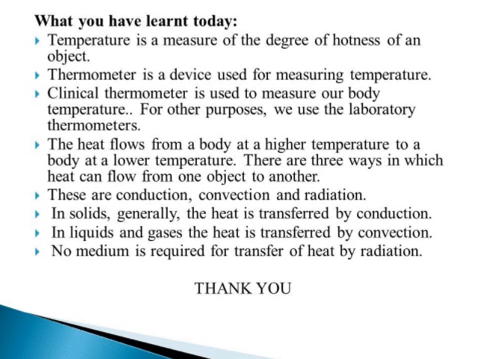What have you learned today? Let's have a recap. Temperature is a measure of the degree of hotness of an object. Thermometer is a device used for measuring temperature. Clinical thermometer is used to measure our body temperature. For other purposes, we use the laboratory thermometers. The heat flows from a body at a high temperature to a body at a lower temperature. There are three ways in which heat can flow from one object to another. These are conduction, convection, and radiation. In solids, generally the heat is transferred by conduction. In liquids and gases, the heat is transferred by convection. No medium is required for transfer of heat by radiation.